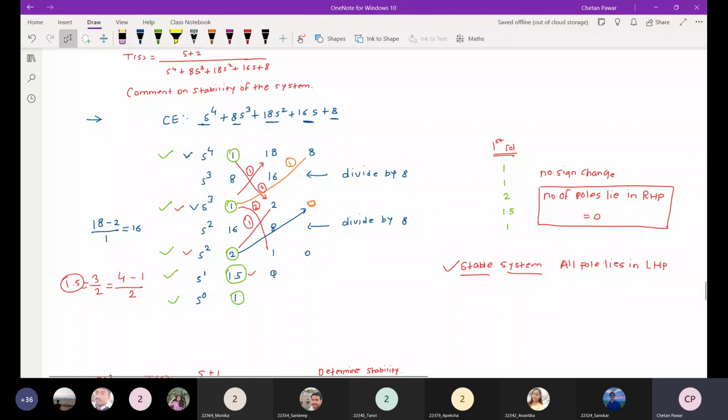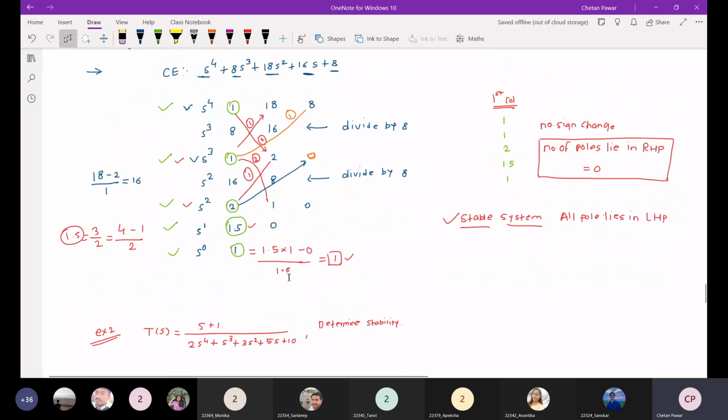Now to find the s raised to 0 row elements, we use the elements of the s square and s raised to 1 rows. Now 1.5 into 1 minus 0 into 2, divided by 1.5. So this calculation will be 1.5 into 1 minus 0, divided by 1.5, which is equal to 1. Like this way you can find the elements.